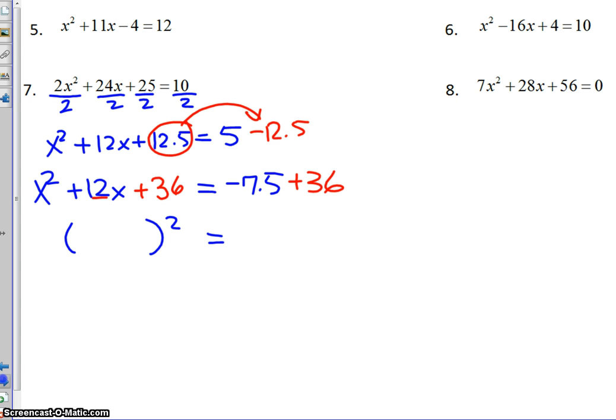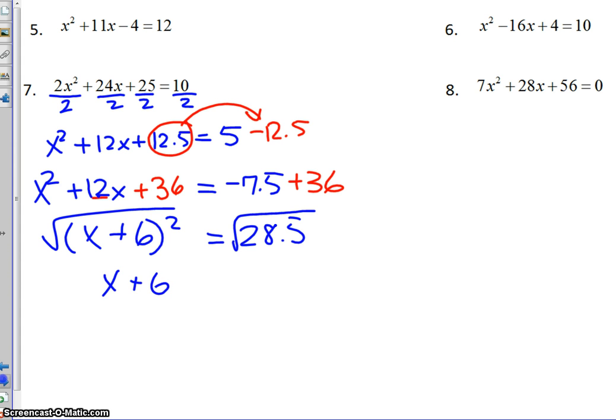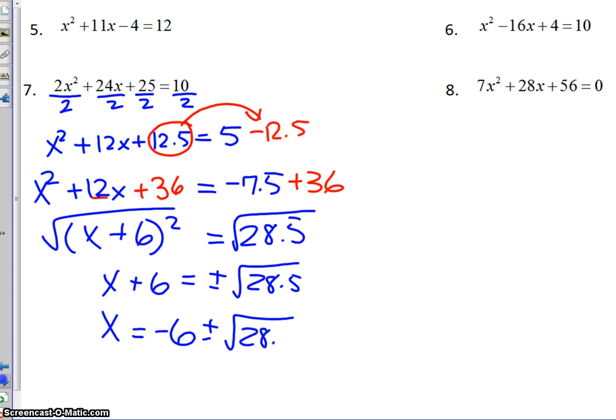Over here, I get 28.5. Here, I have to think to myself, what would be squared? It's going to turn out to be 6. Remember, it's back to half of that. So then, when I take the square root of both sides, I'm going to get that x plus 6 equals plus or minus the square root of 28.5, which means that x would equal negative 6 plus or minus the square root of 28.5. And remember, that's my two solutions.